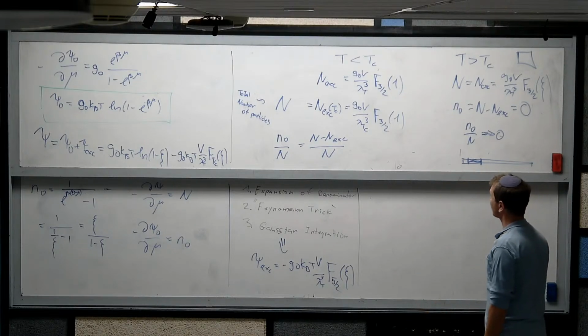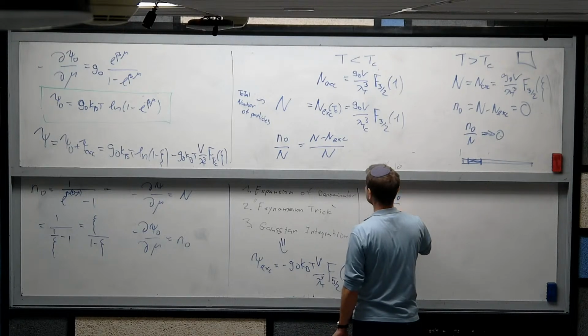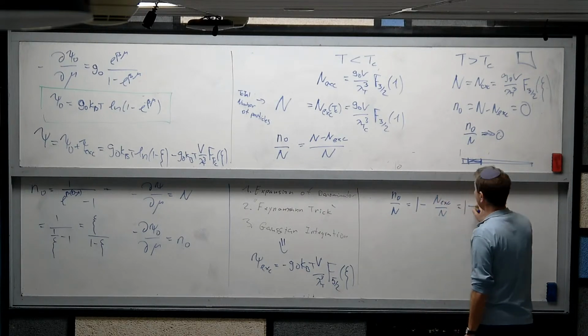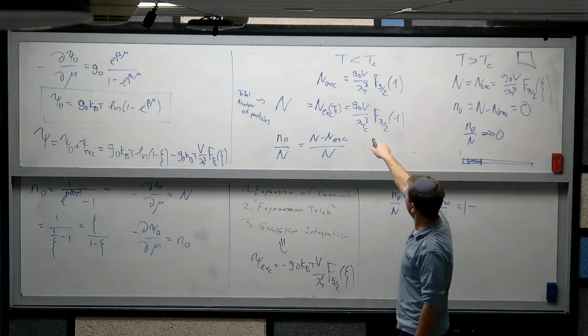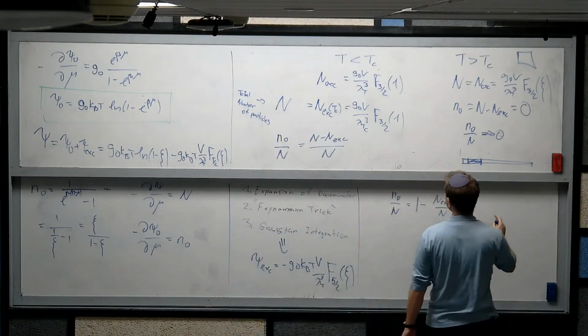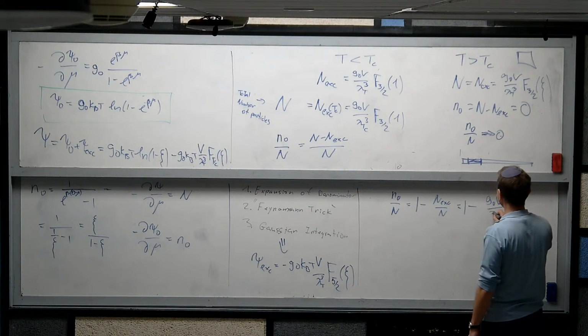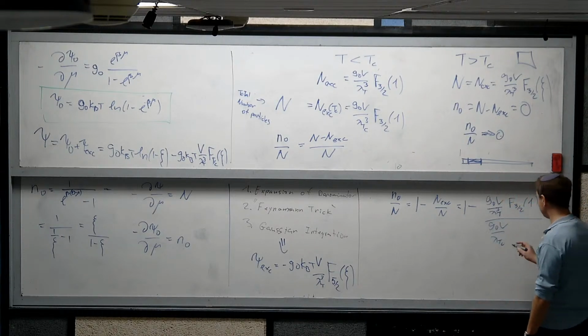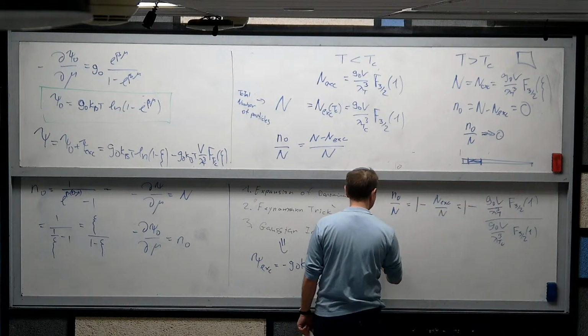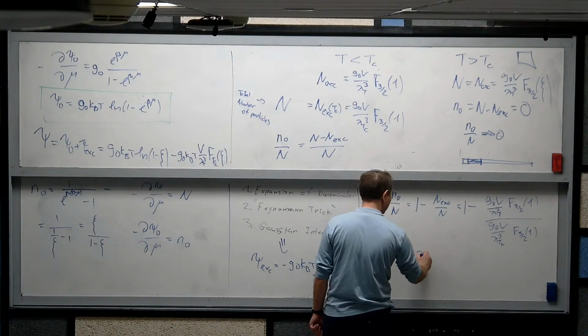What happens over here? So n0 divided by n is 1 minus n excited divided by n. It's 1 minus. So now we can substitute all of those. We have n excited, and we have n, which is n excited at Tc. So we have g_{3/2}V divided by lambda_T cubed, divided by g_{3/2}V divided by lambda_Tc cubed. We obtain that n0 divided by n equals 1 minus lambda_Tc cubed divided by lambda_T cubed.